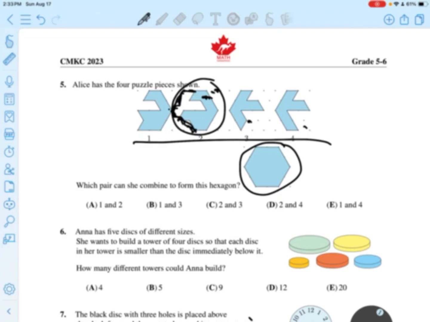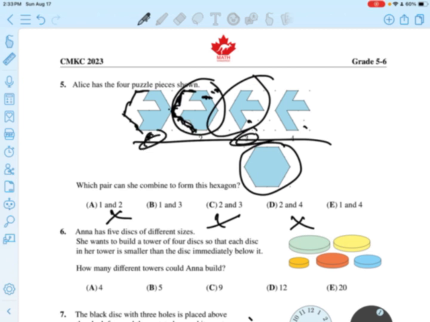So any option that has 2 in it, like this and this and this, are done. Now you have 2 options left. So in the first one, and this one I'm talking about, we also have to sketch, and we have to see which piece matches this. The only piece that literally matches this is this third one. So 1 and 3 is the answer. So B.